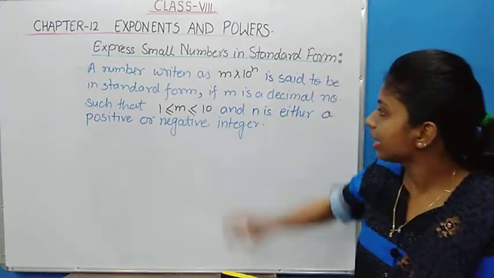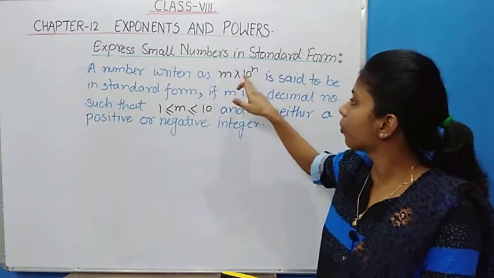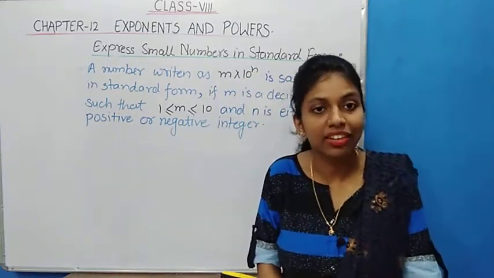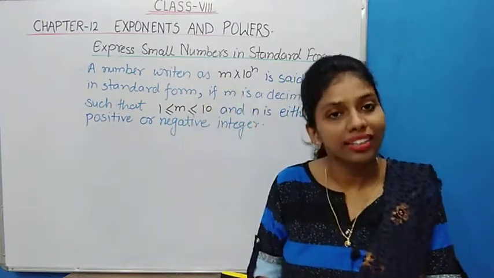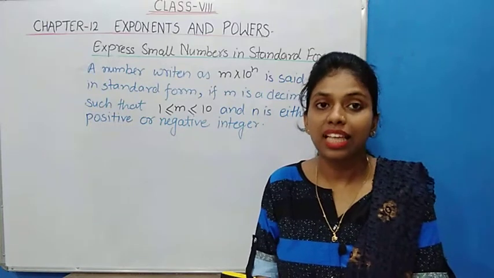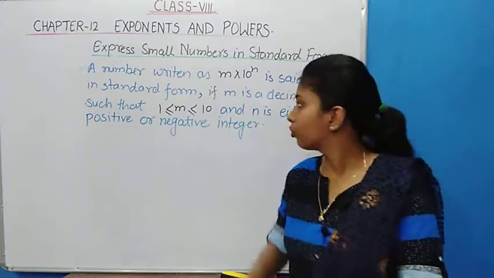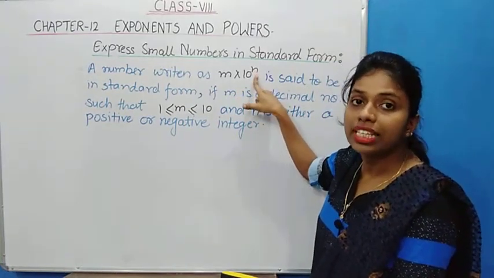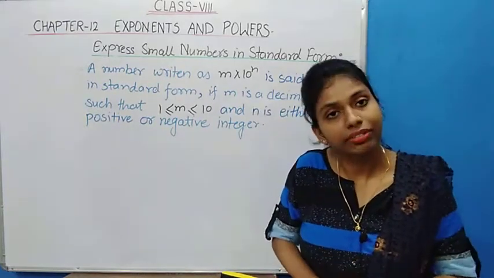Any number written in the form of m into 10 raised to power n is said to be standard form, but there is a condition. What is that condition? That this m must be a decimal number and this m lies between 1 to 10. And what about this exponent n? This n can be a negative or positive integer.